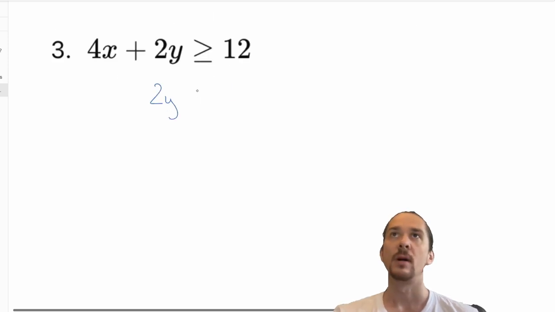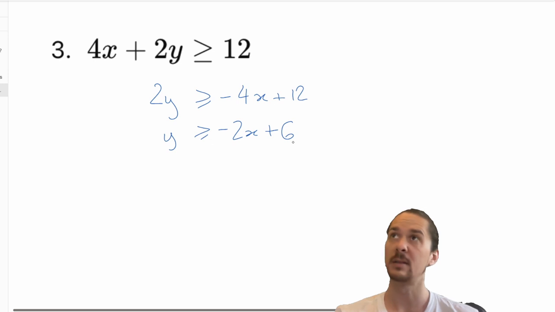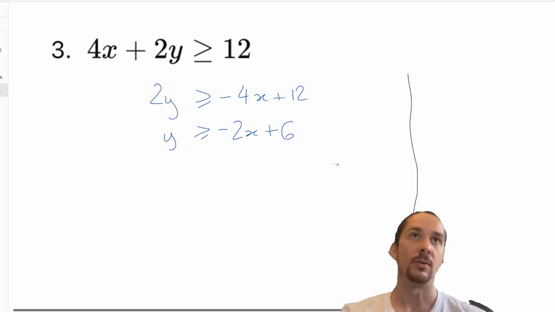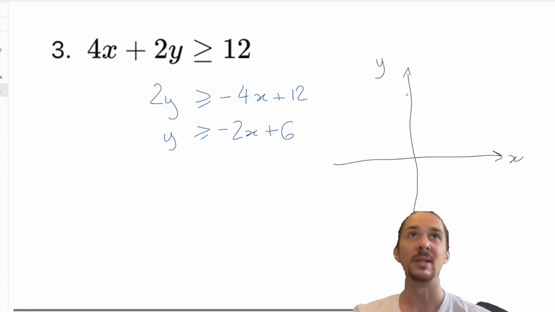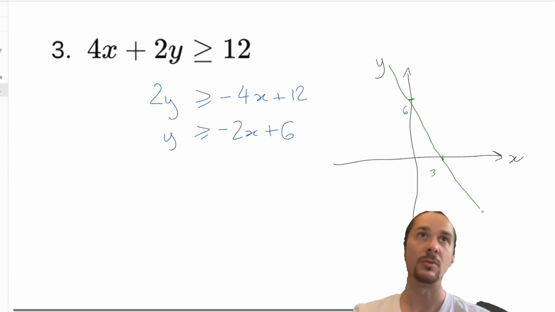In this case, we have 2y is greater than or equal to negative 4x plus 12, which means y is greater than or equal to negative 2x plus 6. Because we have the greater or equal to, that makes our lives a little bit easier because it means that we can draw the solid line instead of having to do a dotted line. Minus 2x is pretty steep, so if this is 6 here and that is 3 there, our line is going to go through those 2 points like this.